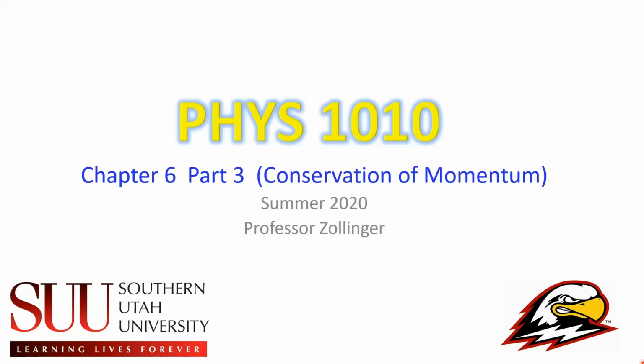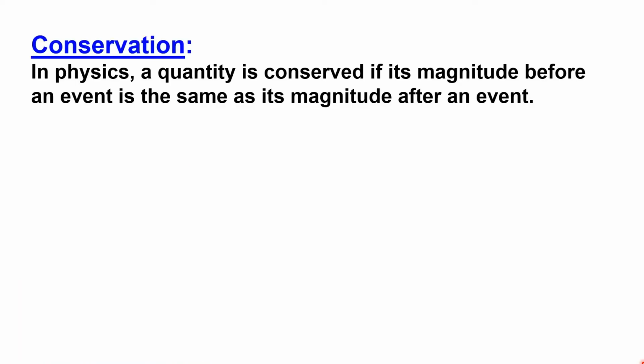We've covered momentum in general. Now we're going to consider a special situation known as conservation of momentum. In physics, a quantity is conserved if its magnitude before an event is the same as its magnitude after an event.